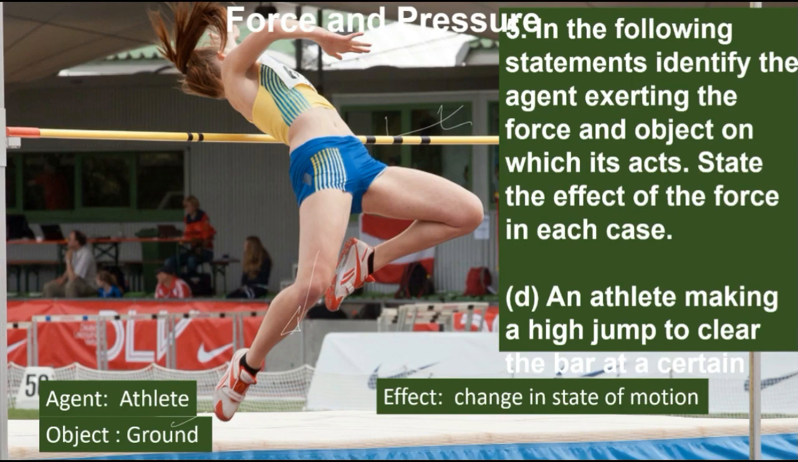And what is happening to the body? The body was going straight, horizontal, in one direction, and suddenly there is a jump. So what happens? Change in state of motion, change in direction, change in speed. Altogether we can say change in state of motion. The effect is change in state of motion, or you can even say change in direction, because the athlete moves straight and then takes a vertical jump, isn't it? Change in direction again means a change in state of motion, right? So this is the answer for it.